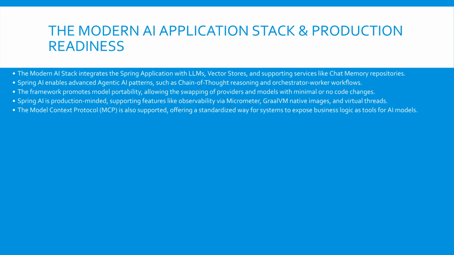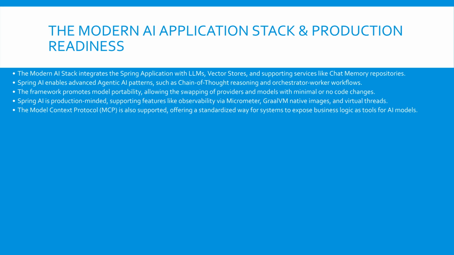We have now covered all the core components needed to build a fully modern intelligent application. This stack centers around the Spring application, which uses Spring AI as the consistent client to interface with LLM providers. For persistent memory, the stack includes databases that store conversation history, often managed by Spring AI's chat memory repository. For custom knowledge, the vector store is integral, supporting RAG workflows. The framework's production-minded ethic means it supports crucial features for enterprise deployment. These include built-in observability features via Micrometer for monitoring application health, support for creating fast, efficient GraalVM native images, and the utilization of virtual threads.